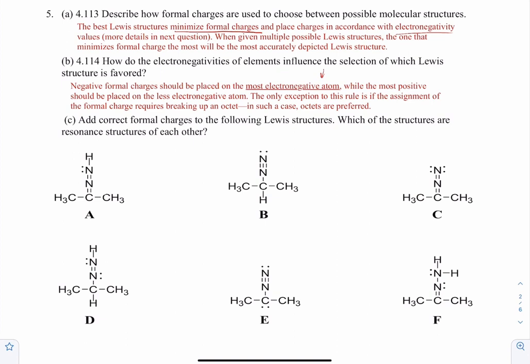So minimizing formal charge and putting the negative charges on the most electronegative atoms are going to help us create the best possible Lewis structures, the most stable possible Lewis structures, and in the end, the most accurate. Okay, and so part B, re-emphasizing, we want to make sure that the negative formal charges, so anything that's negative 1, negative 2, negative 3, is on the most electronegative atom.